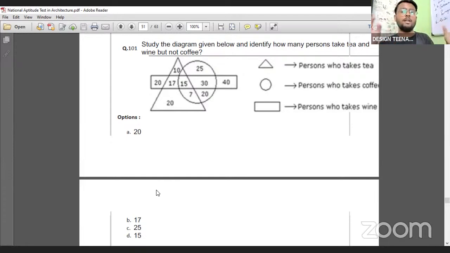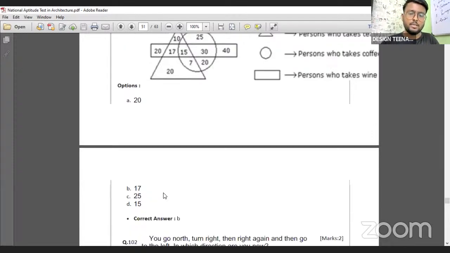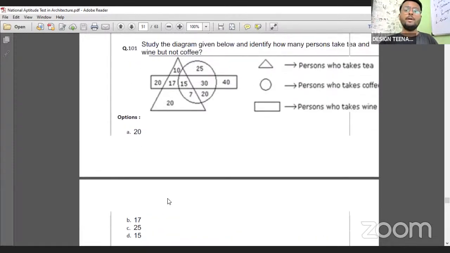They are not talking about separately; they can take wine or coffee, tea, anything, but not coffee. So hence 17 is the right answer. We will check. Yeah, answer. Are you getting the point why I went in that direction? I could have easily told 17 is the right answer.